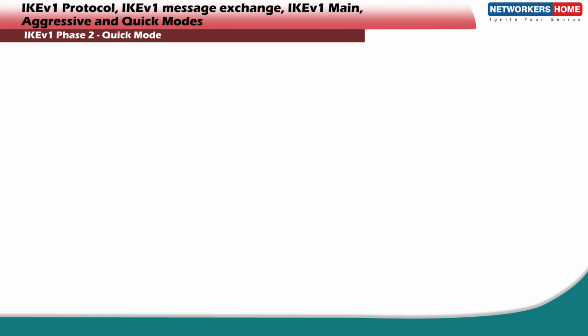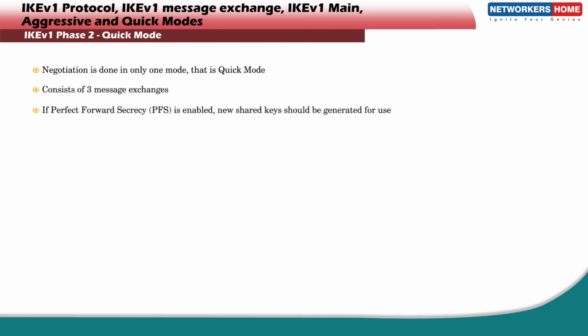IKEv1 Phase 2 Quick Mode. IKEv1 Phase 2 negotiation is done in only one mode, that is quick mode. IKEv1 Phase 2 Quick Mode consists of 3 message exchanges. Of course, the message exchanges in Phase 2 are protected by encryption and authentication using the keys derived in Phase 1. If perfect forward secrecy is enabled, new shared keys should be generated for use. The Diffie-Hellman key generation is carried out again using new nonces exchanged between peers.